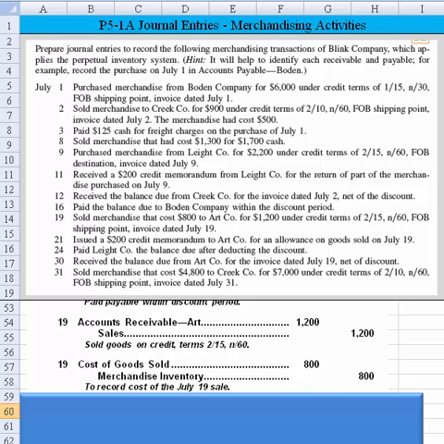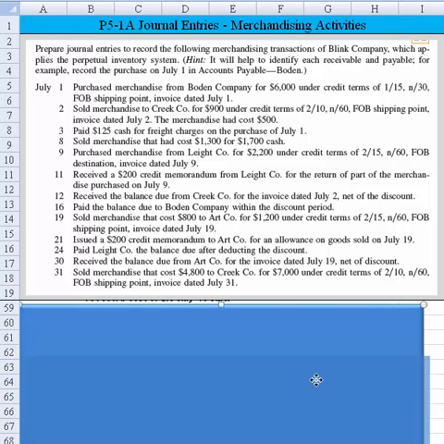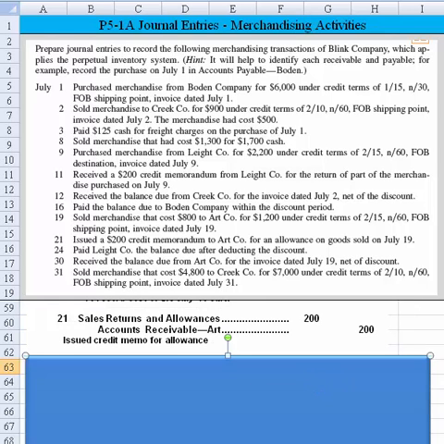Okay, on the 21st, we issue a $200 credit to Art Company for an allowance on the goods sold. Okay, so now we need to give them an allowance. So I think what you're going to see, and you will see, is that accounts receivable gets reduced by the amount of that allowance, and we debit an account called sales returns and allowances. And sales returns and allowances also get reduced from gross sales to derive net sales.